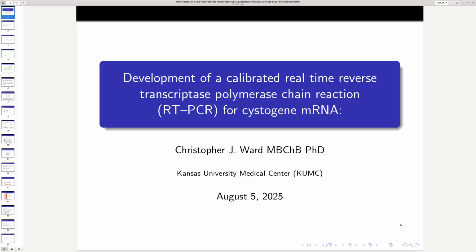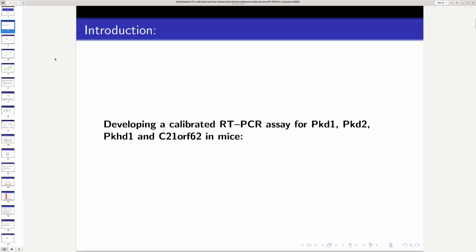And today I'm going to talk about the development of a calibrated real-time reverse transcriptase polymerase chain reaction, an RT-PCR, for Cystogene mRNA. Now, the most important word in that title is calibrated. We wish to determine the number of message molecules in a sample of RNA, and then from that, an approximation of how many copies of that mRNA we have per cell from a given tissue or cell line.